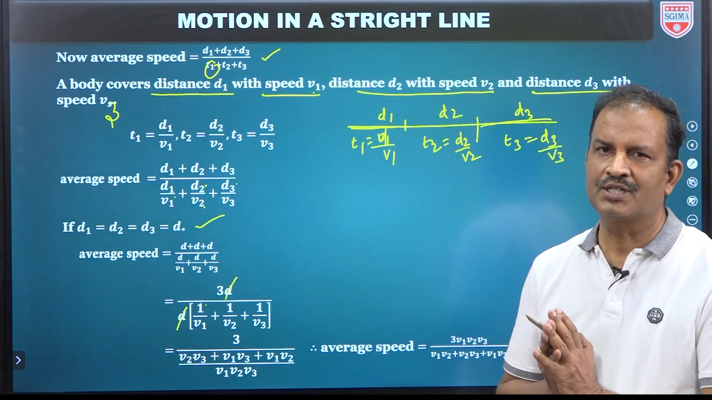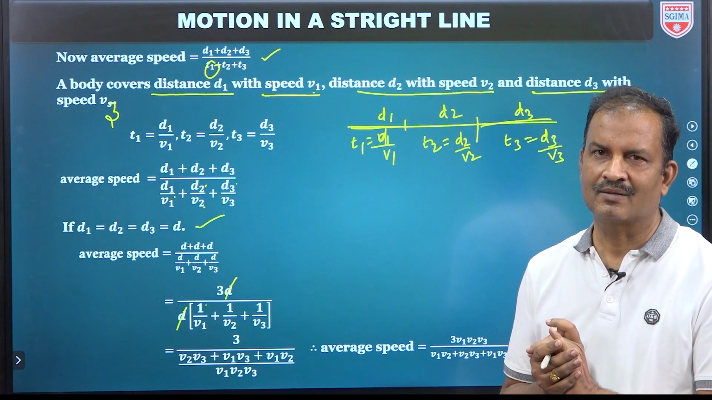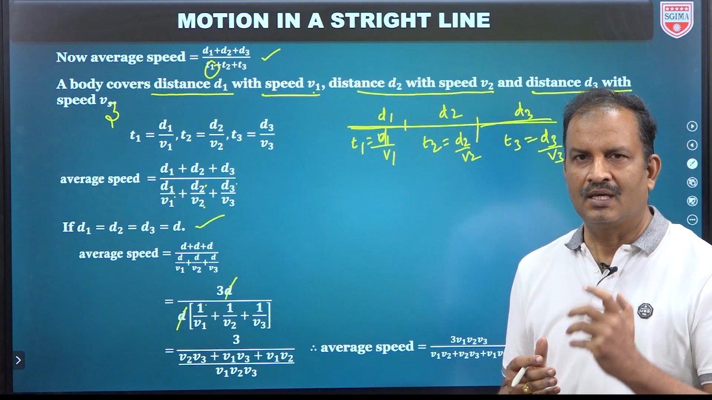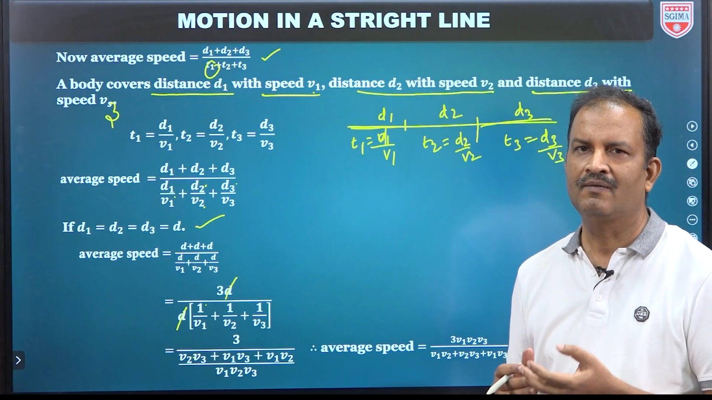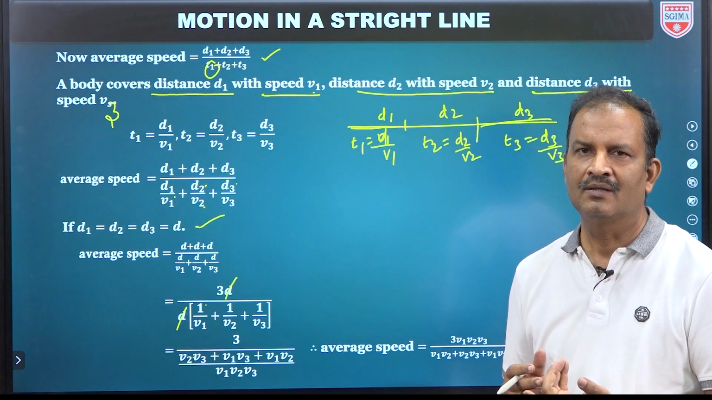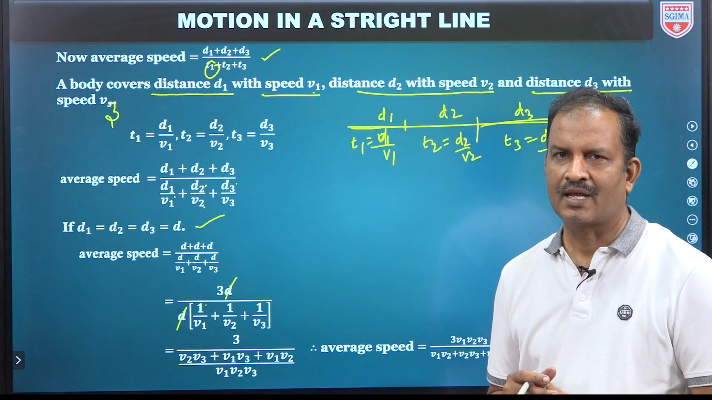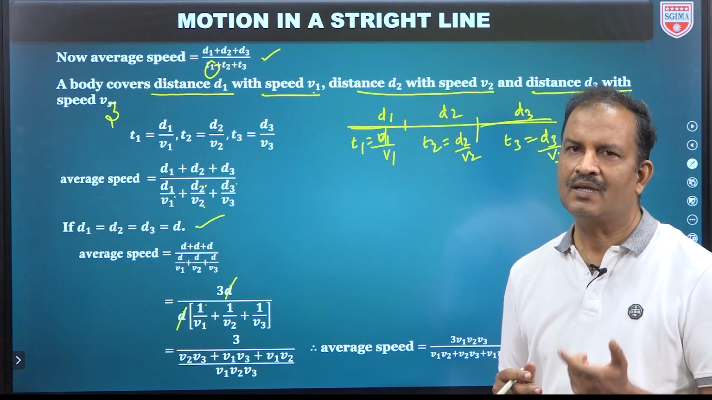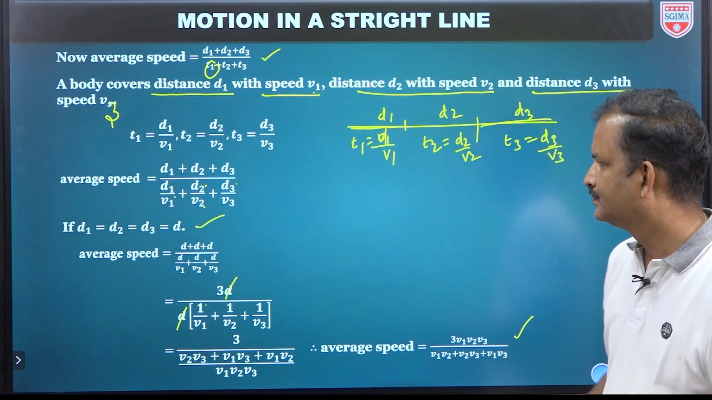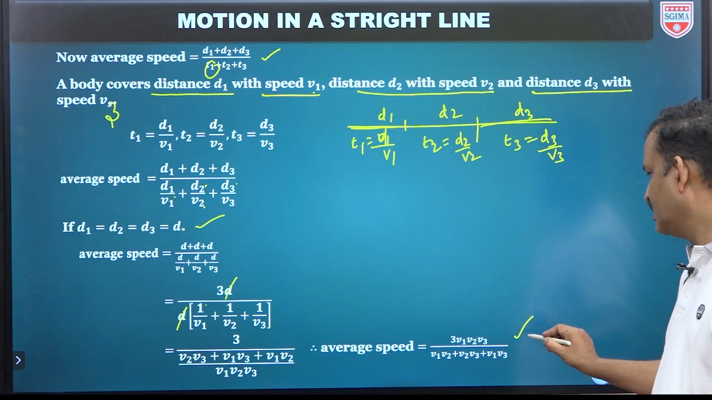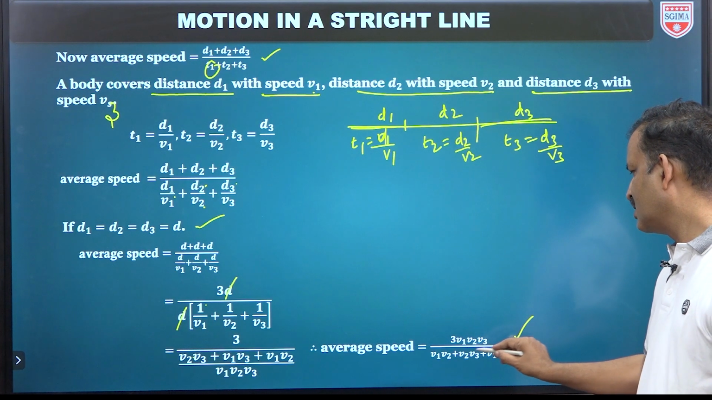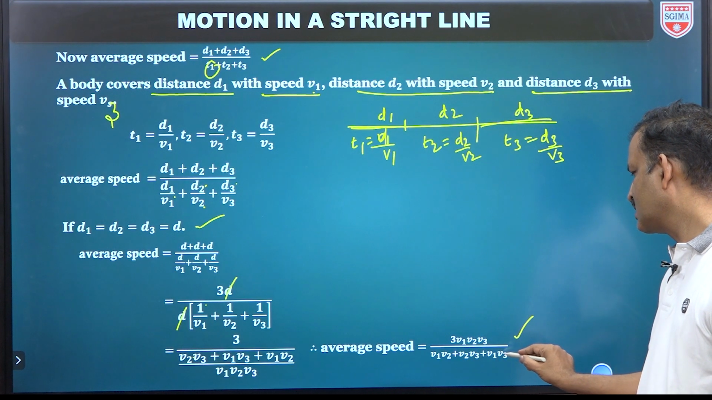Based on the situation, we are changing that formula. It is d1 plus d2 plus d3 by t1 plus t2 plus t3. If d1 is not given, then write v1 t1. If time is not given, use d1 by v1. So the average speed is 3v1v2v3 by v1v2 plus v2v3 plus v1v3.